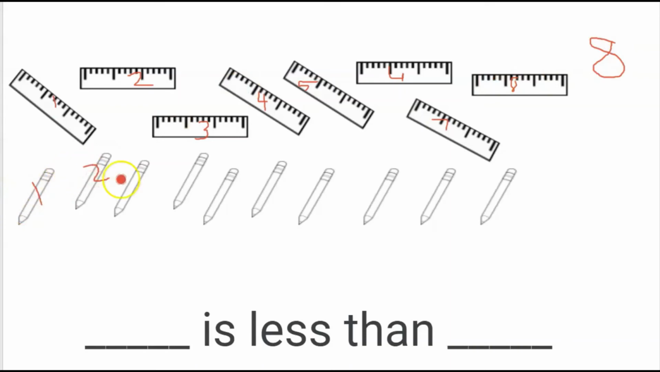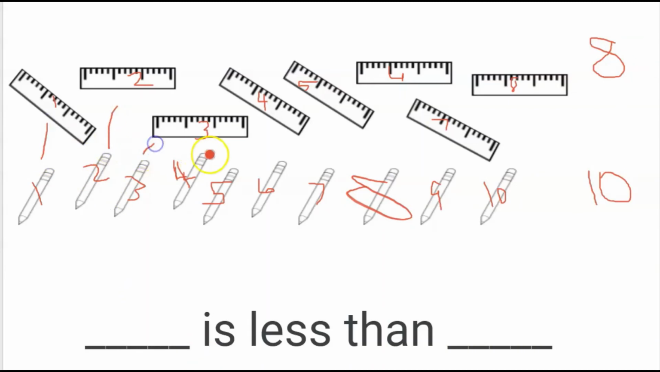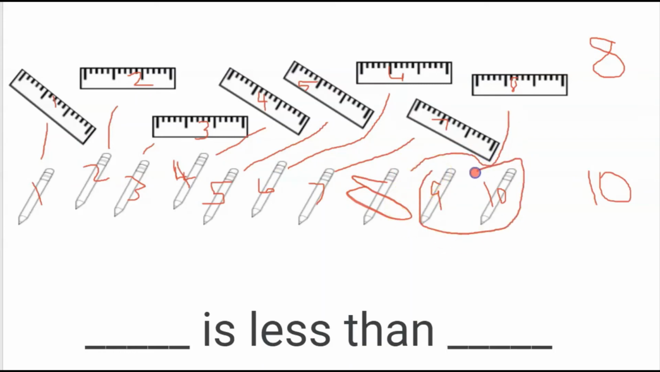1, 2, 3, 4, 5, 6, 7, 8, 9, 10. Which number is more, 8 or 10? Well, if we draw our lines to match our objects up, another way to help compare, we can see that there are more pencils. That means 8 is less than 10.